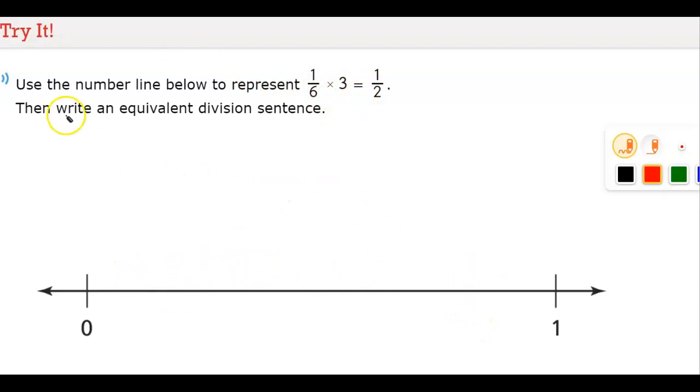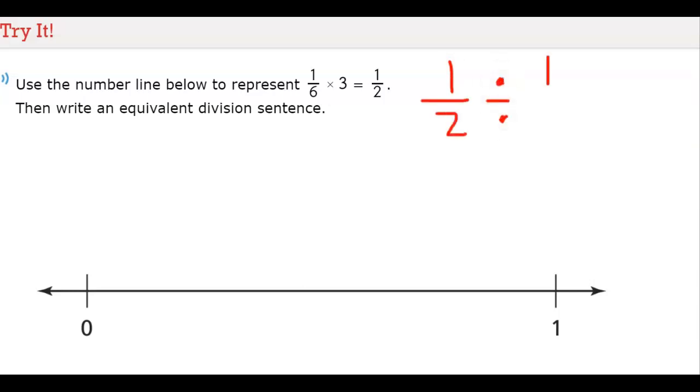So first, I'm going to rewrite the division sentence. I'm going to just change this. Now we have 1/2 divided by 1/6 is equal to 3. So now I'm going to show this division happening on the number line. We're first going to take the 1/2 and show 1/2 on our number line.